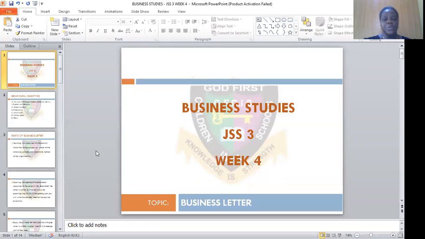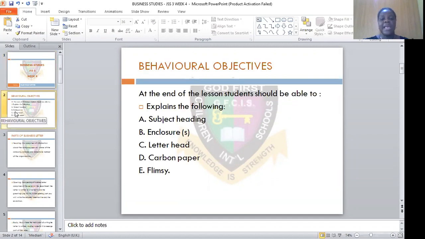Today, we'll be looking at business letter 2. At the end of the lesson, you should be able to explain the following terms. A, subject heading. B, enclosure. C, letterhead. D, carbon paper. And E, flimsy. So each of these terms will be treated today.